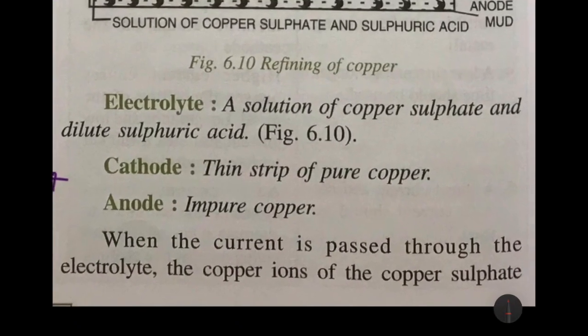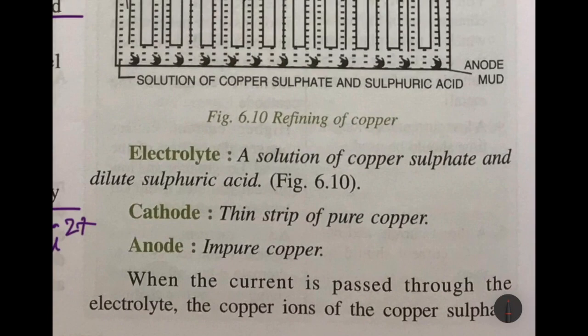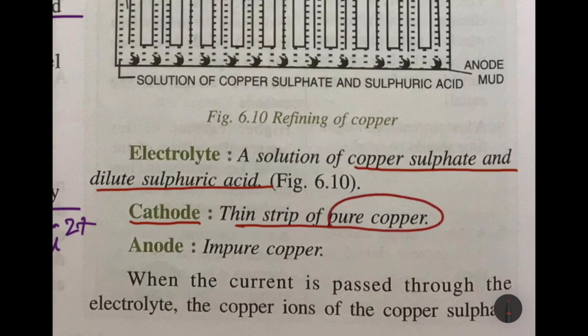Okay, so the electrolyte, remember, must always contain the ions of whatever you are electrorefining. So here what we use is a solution of copper sulfate, and dilute sulfuric acid is used to increase the conductivity of the electrolyte. And the cathode is a thin strip of pure copper. It is over here that the copper ions will migrate and be deposited. And the anode is the impure copper.